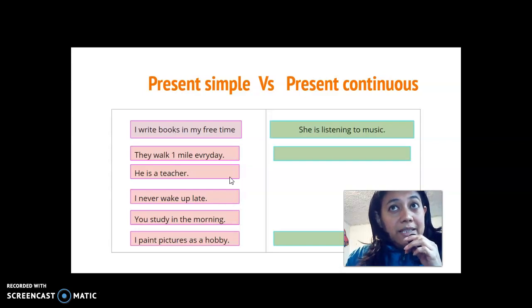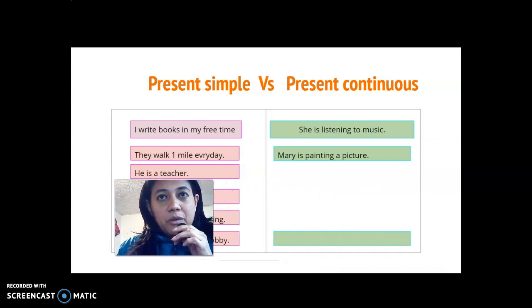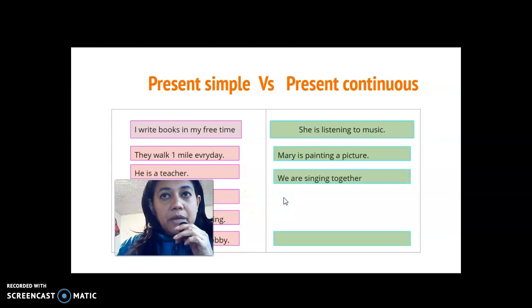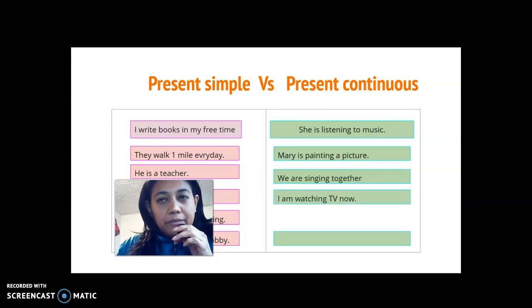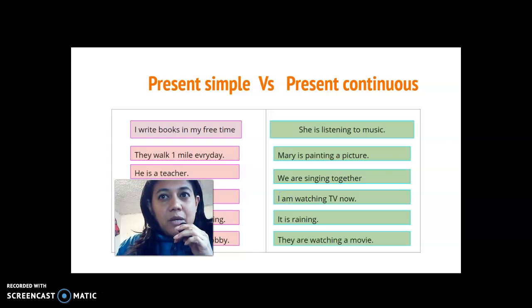Okay, now let's see the present continuous ones. I want you to please try to observe what is new in these kinds of sentences. Mary is painting a picture. I'm going to pass this here. That way you can observe all the sentences. We are singing together. I am watching TV right now. It is raining. They are watching a movie.